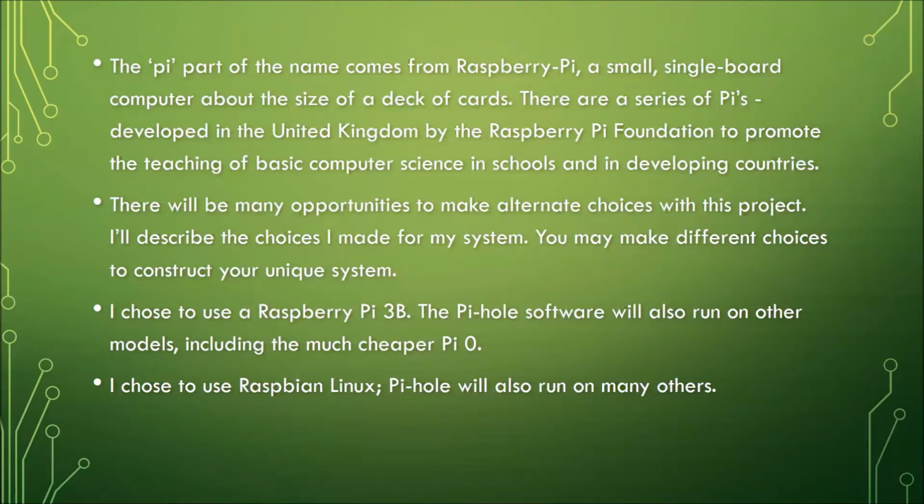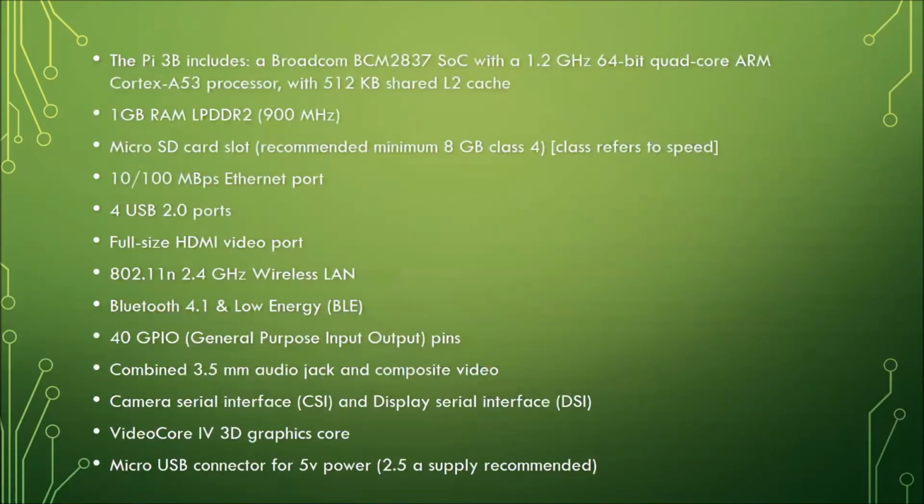As far as the Pi 3B, it really is a very, very capable unit. It has a Broadcom system on a chip in there, essentially the guts of a smartphone. It's got a quad-core ARM processor. It has all these things built in: 1 gig of RAM, and a micro SD card slot. They recommend at least 8 gigabytes and a class 4.